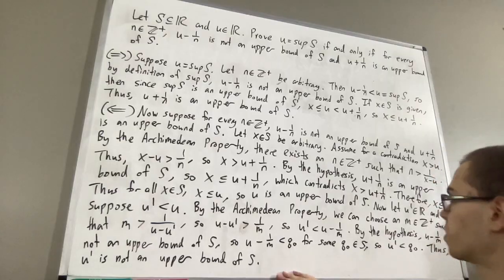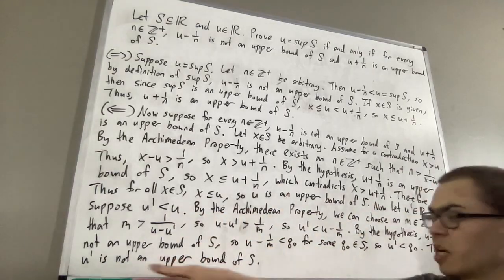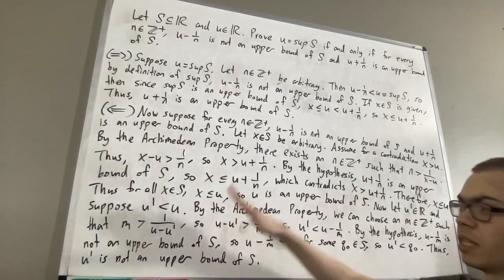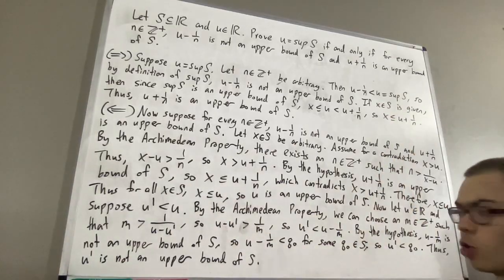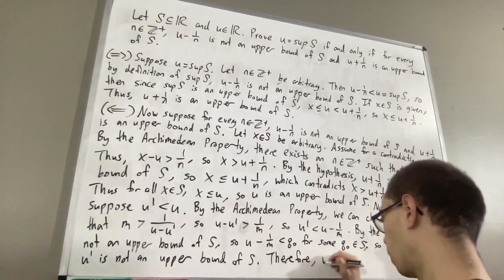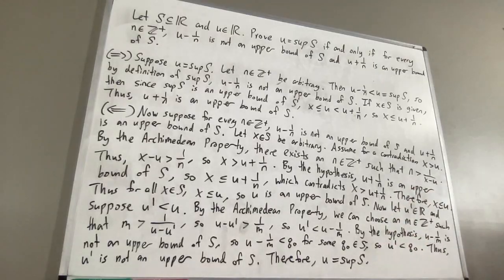We're done. We have shown if u prime is any real number less than u, then u prime is not an upper bound of S. That's the last condition we need to verify for u to be the supremum of S. And so we're done. Therefore, u is the supremum of S. And so that's it. That completes this example problem.